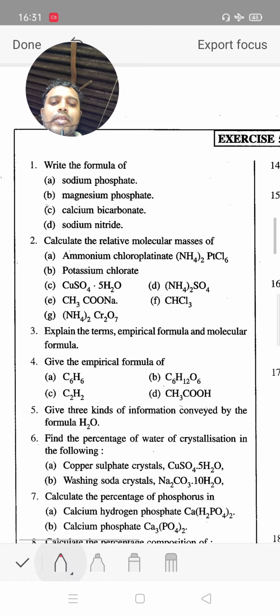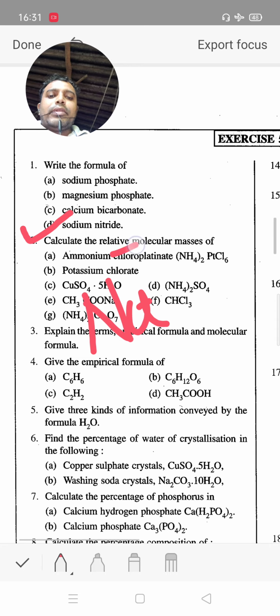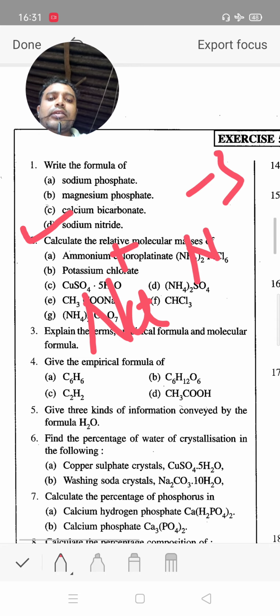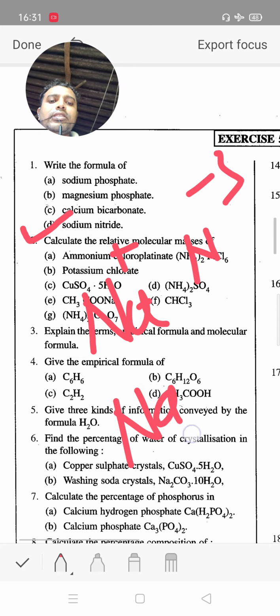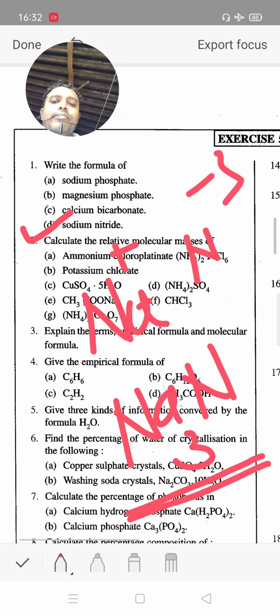Next, sodium nitride. Na plus and N minus 3. Then balanced by sodium, it is 3 times, Na3N. It is the formula of sodium nitride, Na3N.